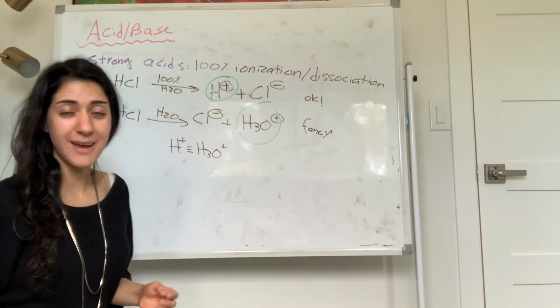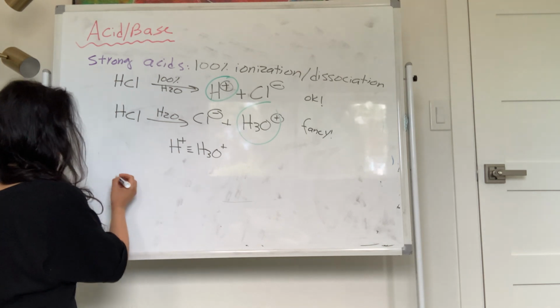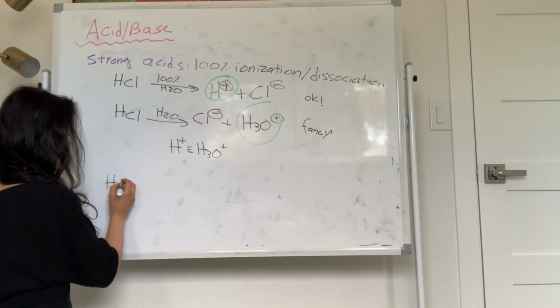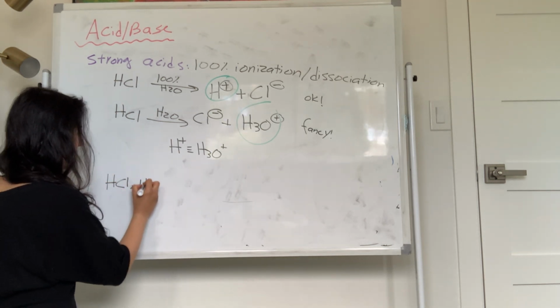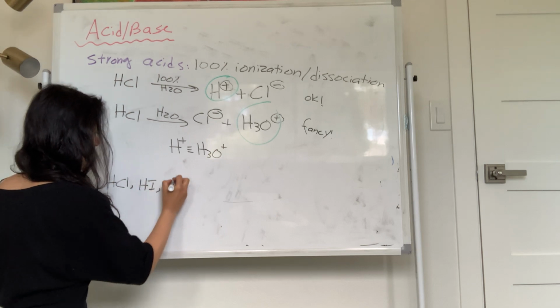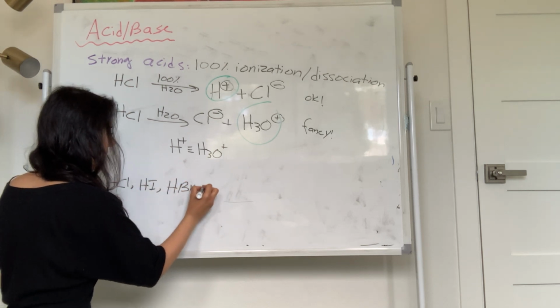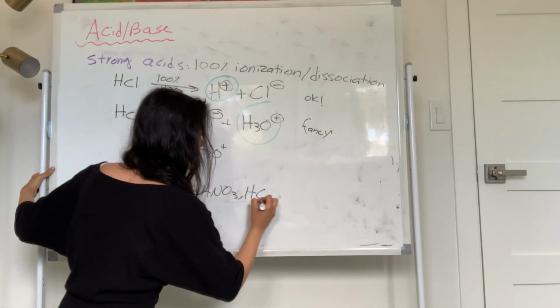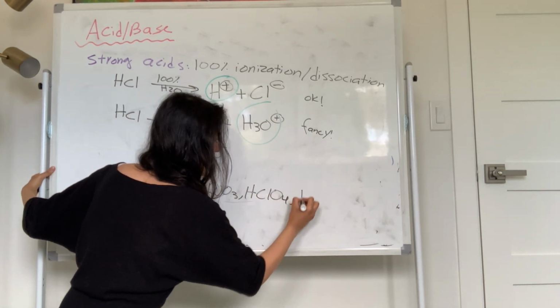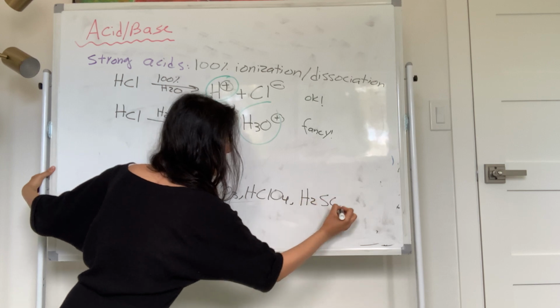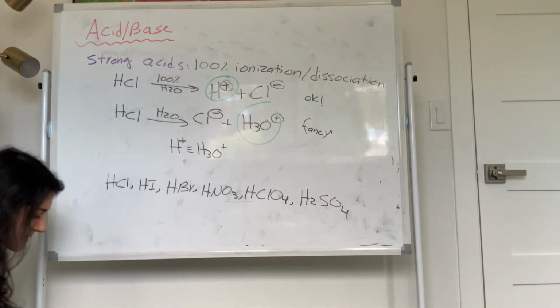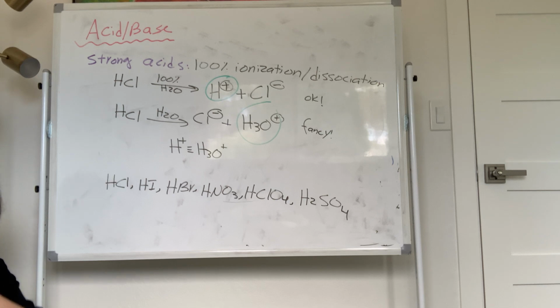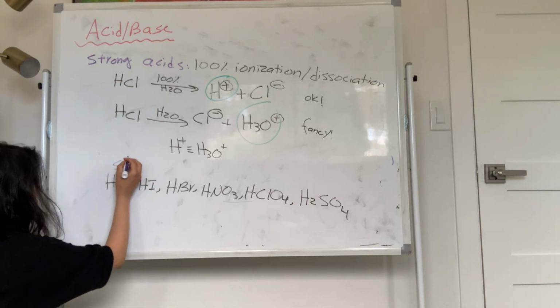Another way, a better way to know if you have a strong acid is memorizing the 6 strong acids. HCl, HI, HBr, HNO3, HClO4, H2SO4. These are the strong acids. Everything else is considered weak.